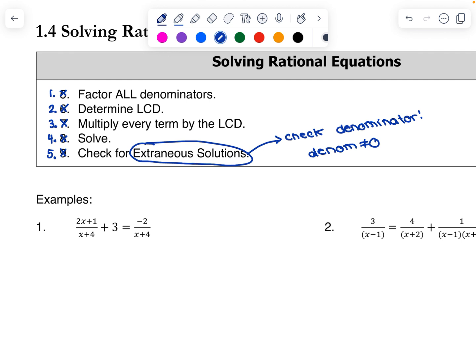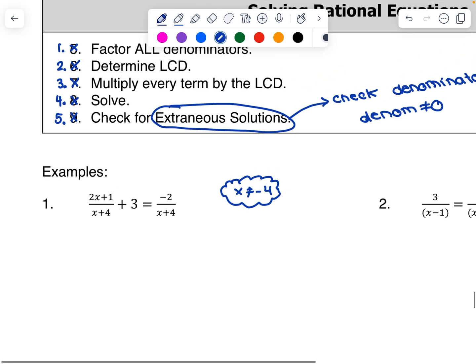So if we take a look at this example here, what I mean by check for extraneous solutions, we should know right away that, because the denominator is made up of x plus 4 and x plus 4, x cannot be negative 4, because if x ends up being negative 4, when you plug negative 4 in, you get 0 in the denominator, and you cannot have 0 in the denominator. Negative 4 plus 4 is 0. Again, you can't have 0 in the denominator. That's undefined.